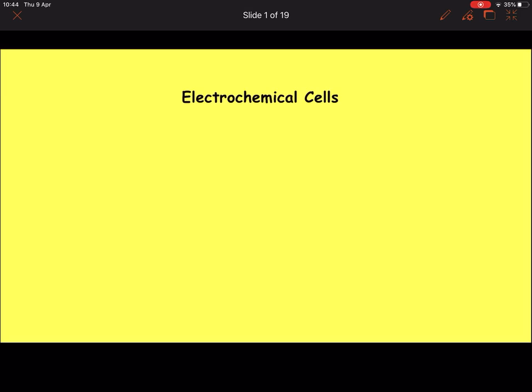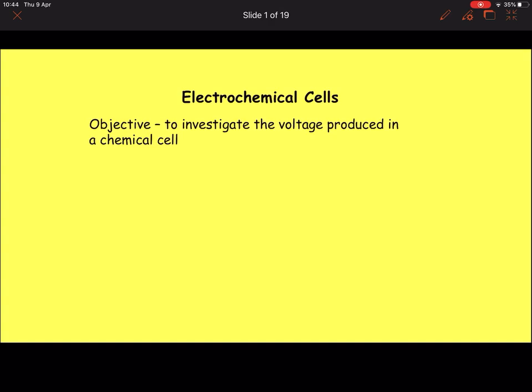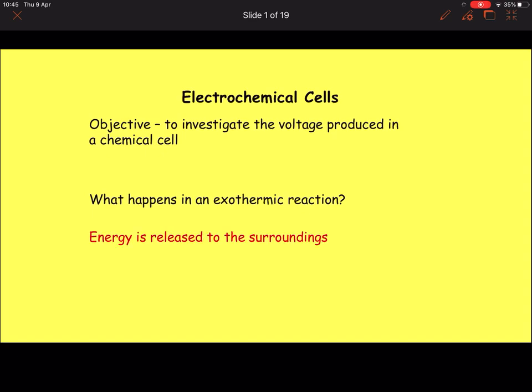So make sure you've got the sheet, the title Electrochemical Cells, and the objective to investigate the voltage produced in a chemical cell. Okay, at the start, first question, what happens in an exothermic reaction? You all know the answer to this. Well, energy is released to the surroundings. So we've mentioned this. In an exothermic reaction, energy is released to the surroundings.